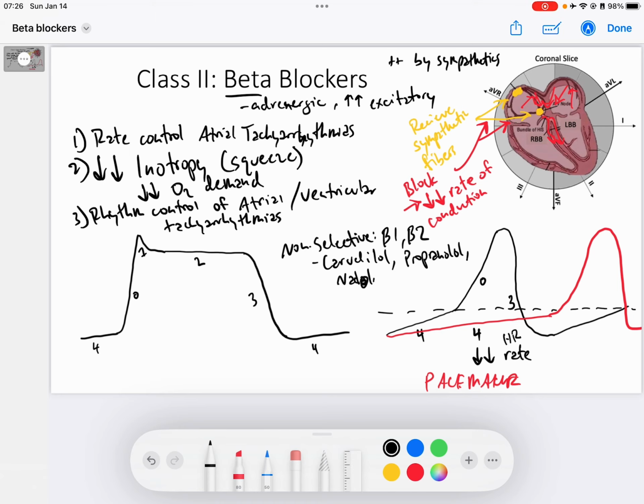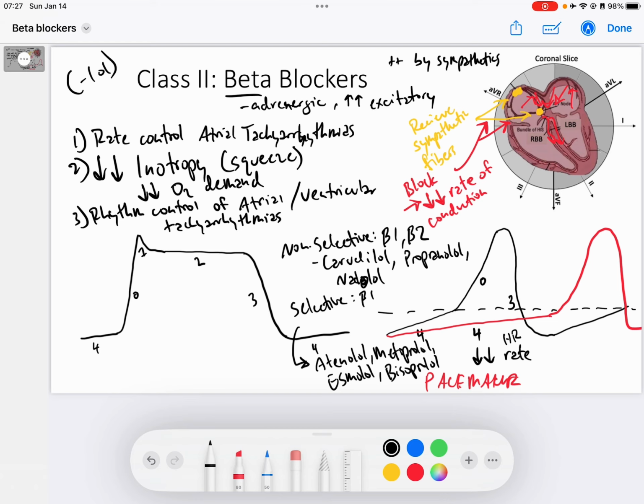And then you've got the selective for beta 1, and those might include drugs like atenolol, metoprolol, esmolol, or bisoprolol. Notice that all these drugs are the LOL drugs.